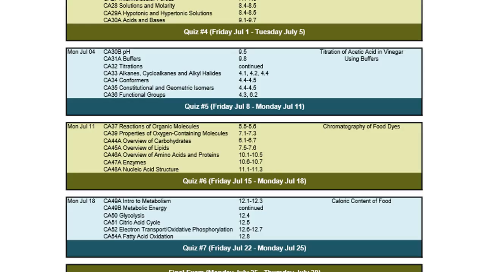If I look at the weekly schedule, the rest of this unit, where we do carbohydrates, lipids, amino acids, proteins, enzymes, nucleic acids, that would be the biomolecules. And then the final unit, week 7, will be the metabolism unit of biochemistry. So the biochemistry section is divided into the biomolecule section, which is in week 6, and the metabolism section, which is in week 7.